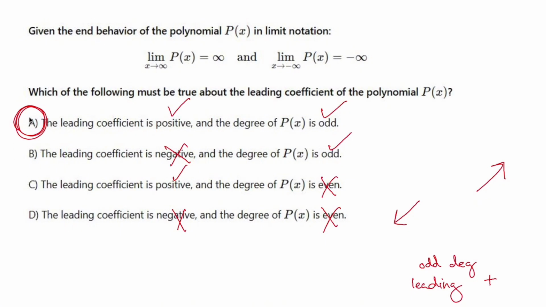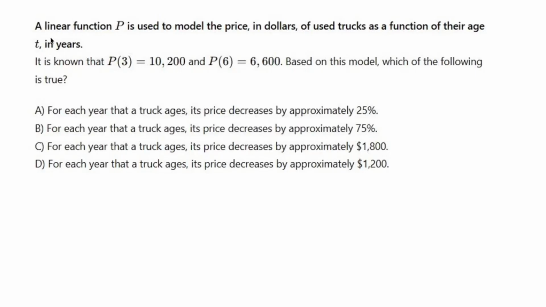So, of course, A right off the bat works, and that's the one that we want. A linear function p is used to model the price in dollars of used trucks as a function of their age t in years. It is known that p of 3 equals $10,200, p of 6 is $6,600. So what this is saying is year 3, truck is worth that much, year 6, truck is worth that much. Based on this model, which of the following is true?